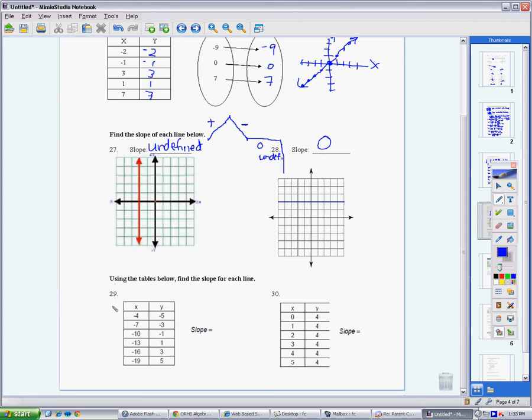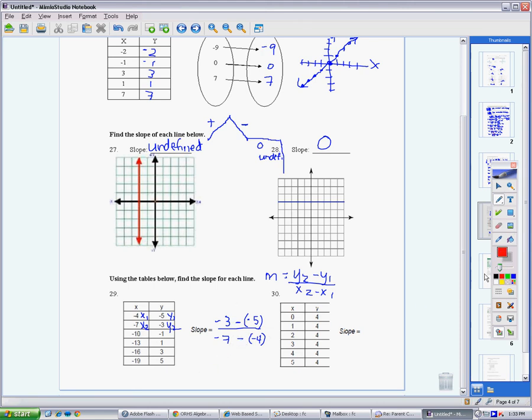29, using the tables below, find the slope of each line. Pick 2 points. Pick any 2 points you want. Label them. So this is x1, this is y1, this is x2, this is y2. And then again, we're going to use our formula, y2 minus y1 over x2 minus x1. And I'm going to pick y2 is negative 3 minus negative 5 over negative 7 minus negative 4. I don't need that parenthesis there.